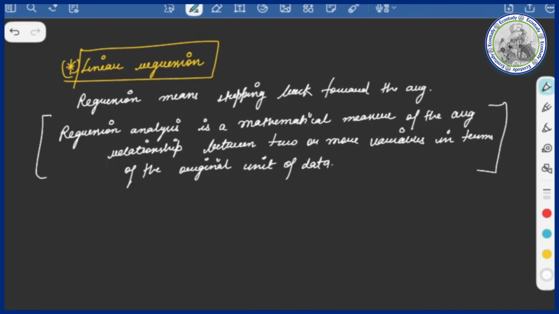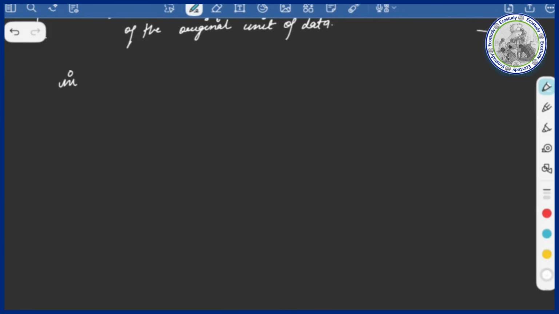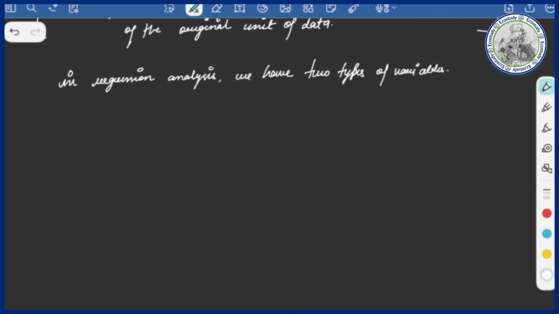Okay. Now, in regression analysis, we have two types of variables. Okay, that is dependent variable and independent variable.